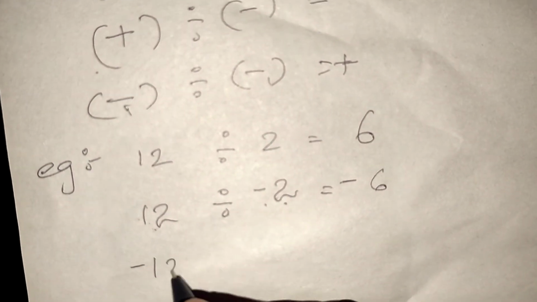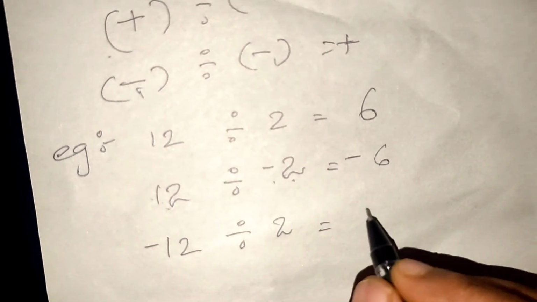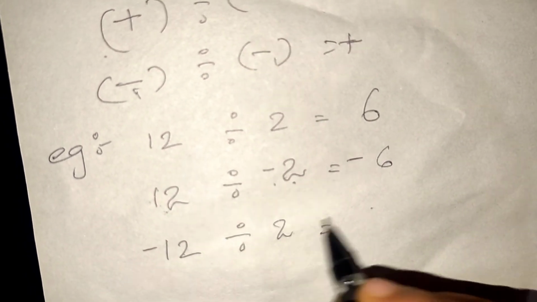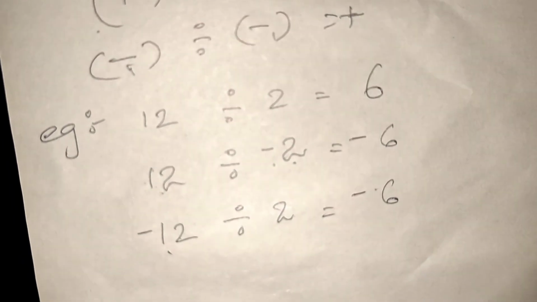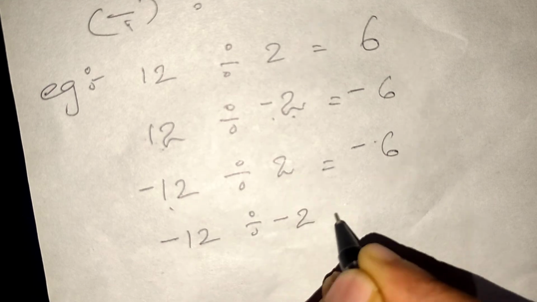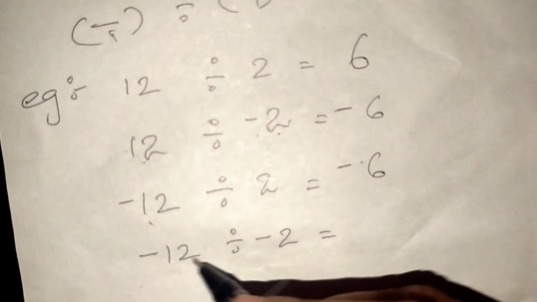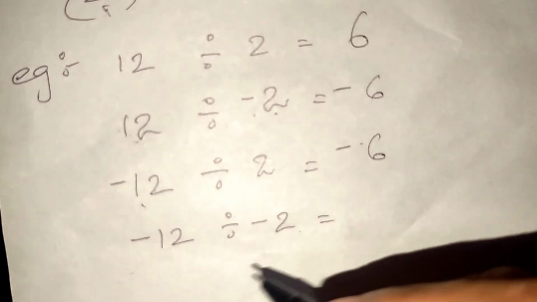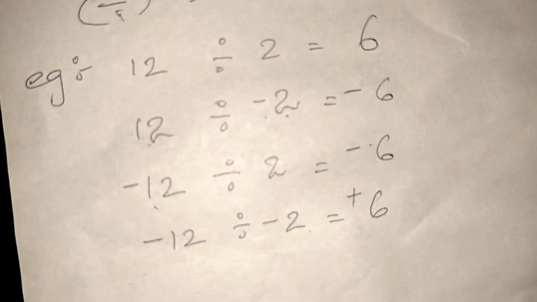Then what about negative 12 divided by 2? See, here also without sign, find out the answer. 12 divided by 2 is equal to 6. And here also one number is negative. So the answer is negative. Then what about negative 12 divided by negative 2? Find out the answer and put positive sign. So 12 divided by 2 is equal to 6 and the answer is always positive.